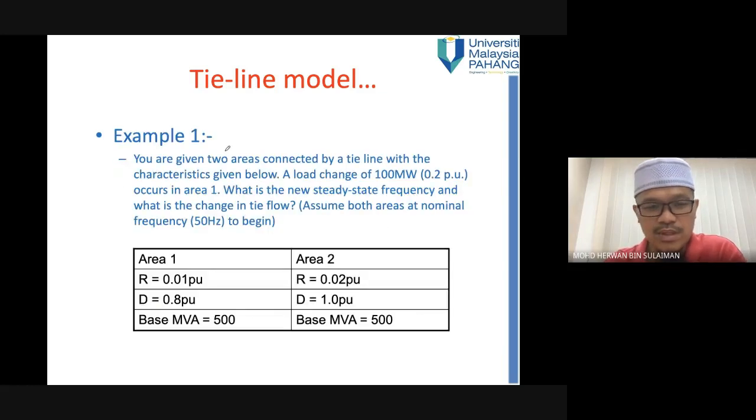So let's take a look at the example. You are given two areas connected by a tie line with the characteristics given below.